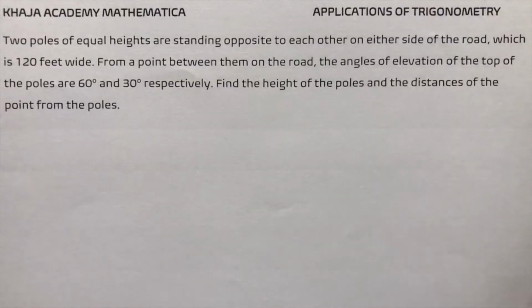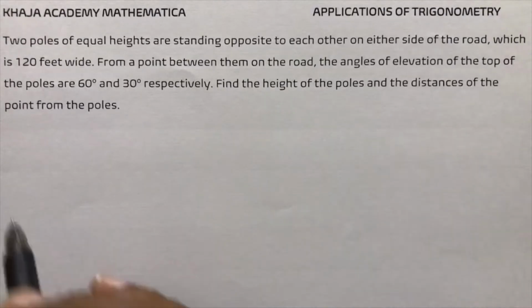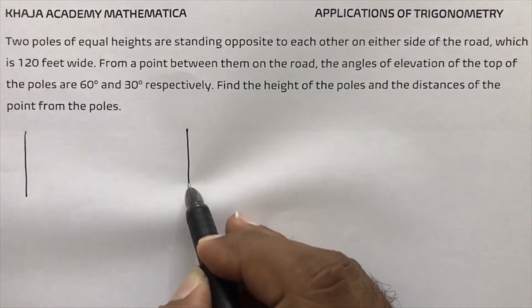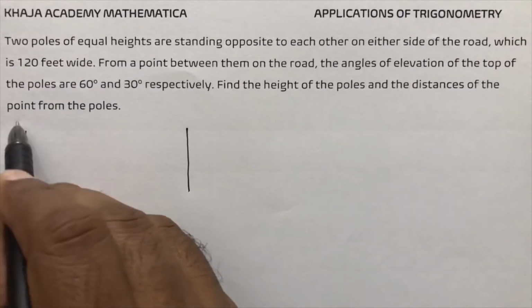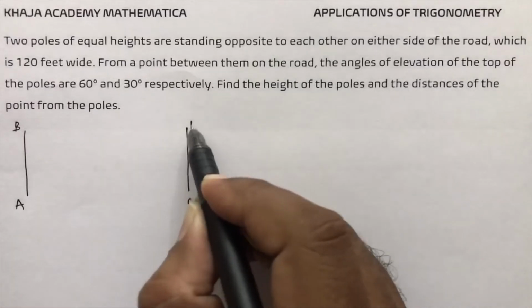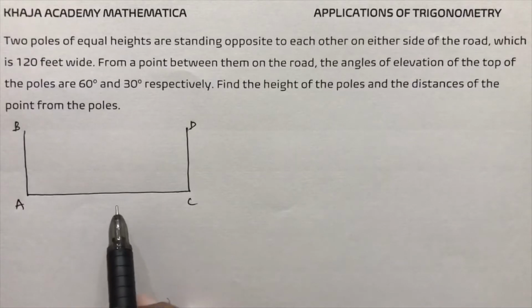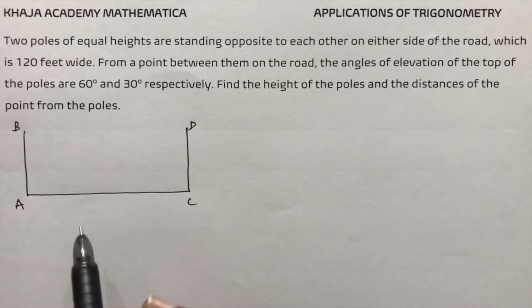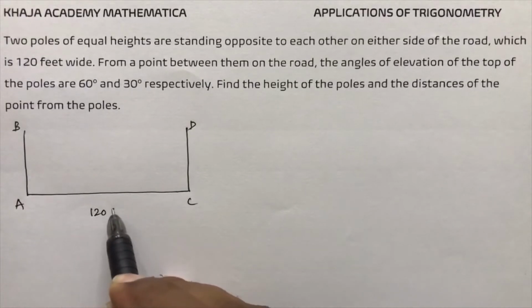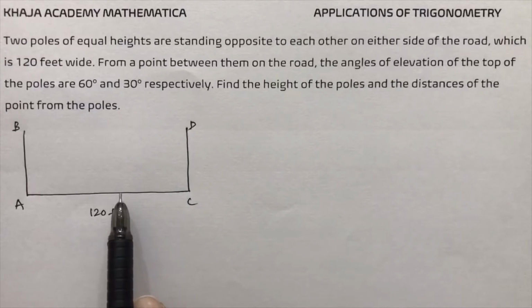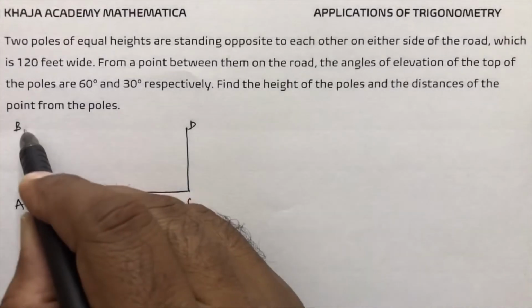Two poles of equal heights are standing opposite to each other on either side of the road. Two poles of equal height. So I'll take here AB and CD are two poles standing on opposite side of the road, which is 120 feet. See here the question is in terms of feet, 120 feet. From a point between them, the angle of elevation of the top of the poles are 60 and 30.